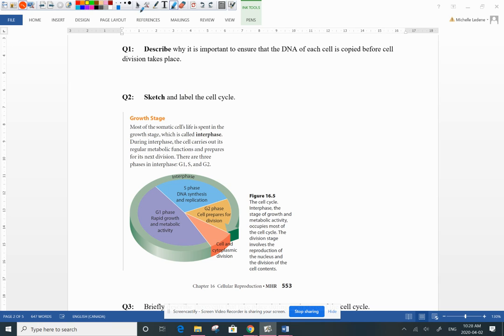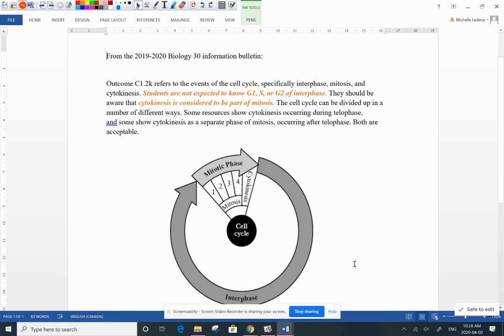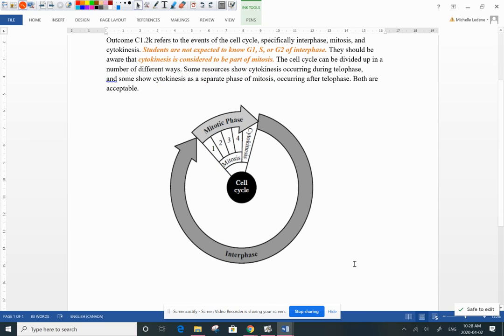Now, that being said, I just wanted to draw your attention to an update that we got. In our curriculum, you don't actually have to know G1, S, or G2 of interphase. It's okay, you can just call it interphase. But if you are going on to any university class, you will be asked in detail about those. And so that's why I cover it. So they can't ask you that on the diploma, but they can, and you will see that in class evaluations.